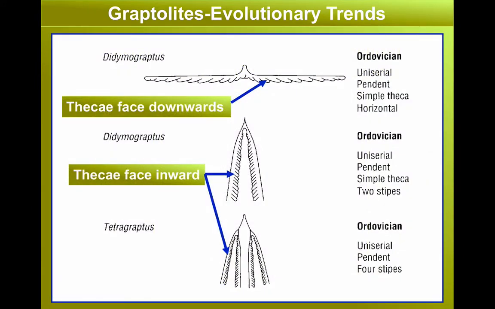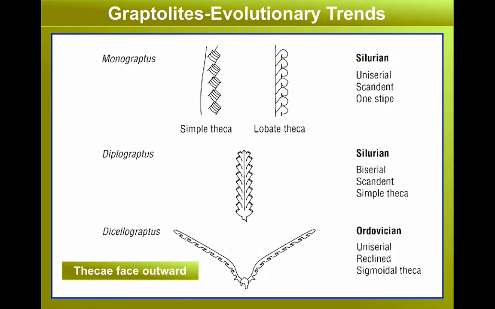So we can summarize these changes when we look at these evolutionary trends. Starting from our oldest ones that have multiple stipes, uniserial, pendant, perhaps with simple theca. To seeing more complex theca, becoming biserial, becoming scandent, with much fewer stipes, going down to a single stipe.